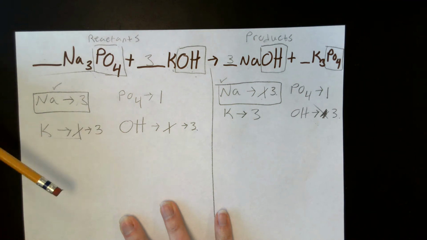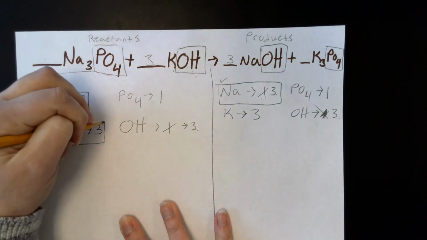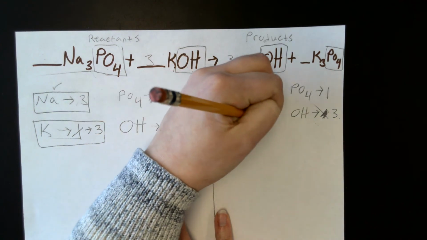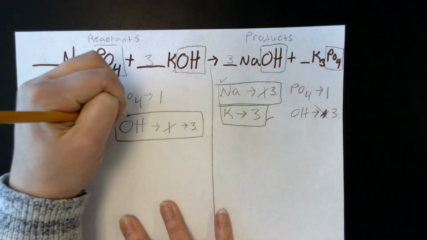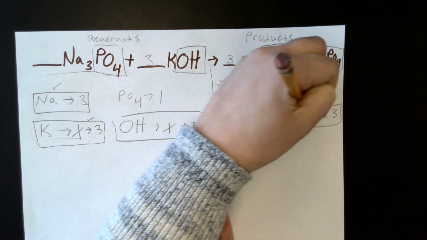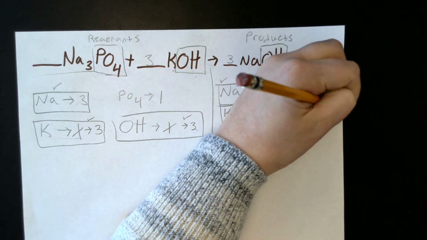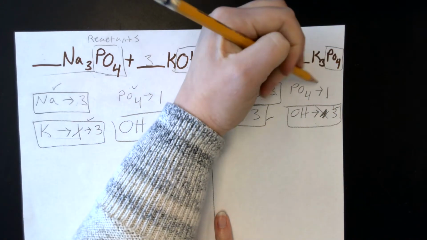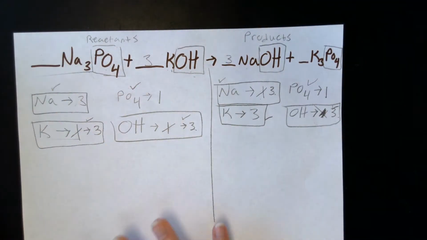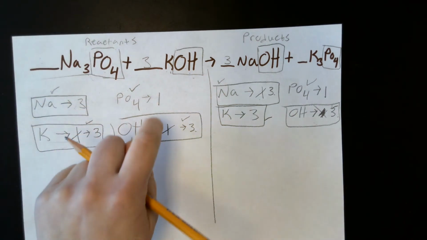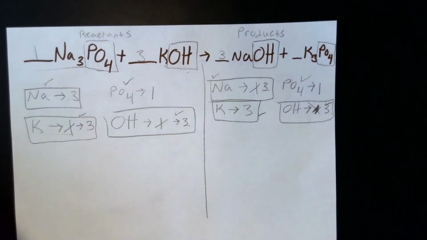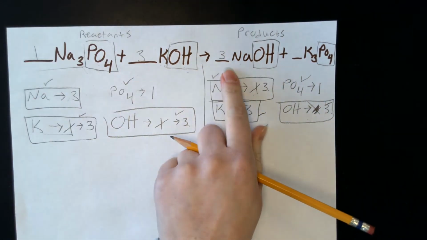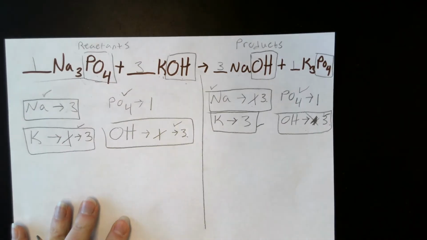Stop. Take a look at what you got. Your K is 3. K is 3. That's good. OH is at 3 now, and OH is also at 3, so that's good. And nothing happened to phosphate. That's still 1, so we're still good. If all of these match up, that means that this is balanced. So there's only 1 of these, there's 3 of these, 3 of these, and 1 of these.